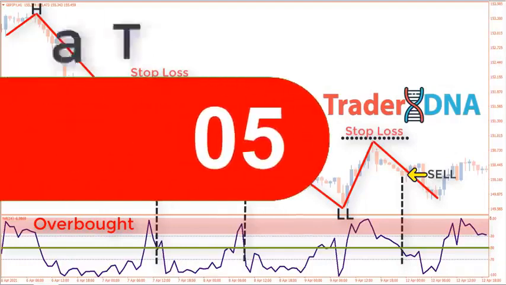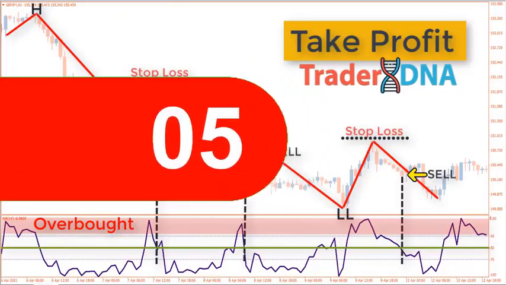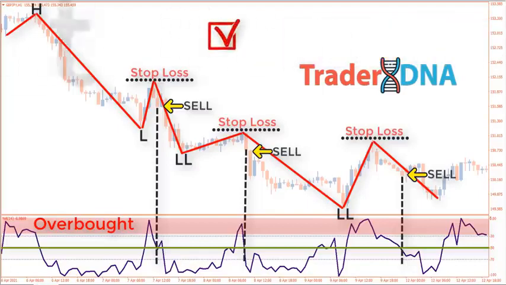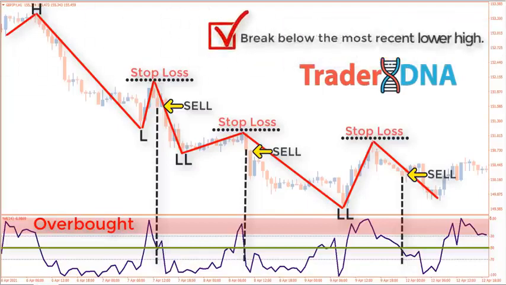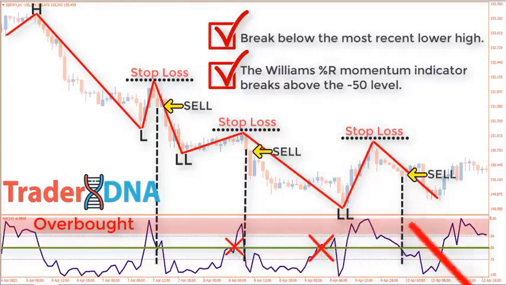Step 5. Take profit. The trend in motion can stay in that state longer than anyone can anticipate. And since we want to maximize our potential profits, we let the market tip its hand before liquidating our trades. In this regard, we look for a break in the trend structure, respectively, a break above the most recent high. Alternatively, you can take profit once the Williams %R momentum indicator breaks above the -50 level. Here are other examples of the Williams %R momentum trading strategy.